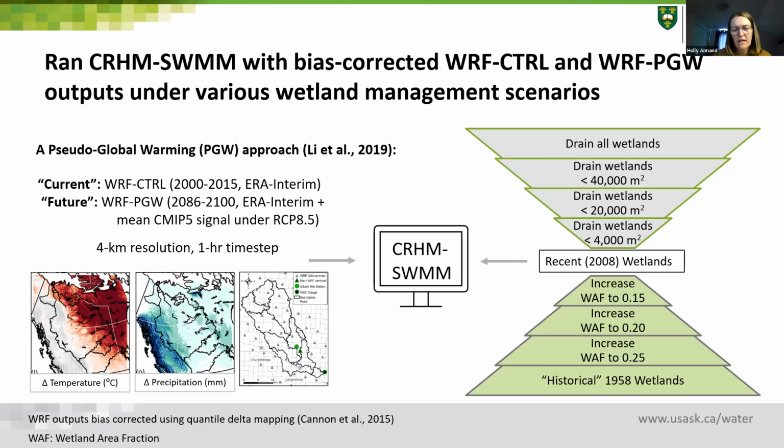And then I developed a series of wetland drainage and wetland restoration scenarios. And these would be from a recent 2008 wetland inventory that linked with the LiDAR data and the model setup that I had, using that as the current or recent period. And then draining wetlands of incrementally larger sizes of 4,000, 20,000, and 40,000 square meters, which would be an acre, 5 acres, and 10 acres, up to draining all the wetlands. And then some restoration scenarios to increase the wetland area fraction up towards a historical maximum that was related to the crop inventory data or air photos that we had from a historical period.